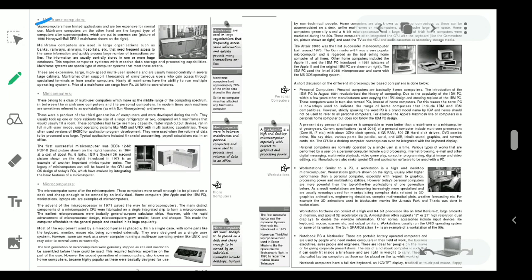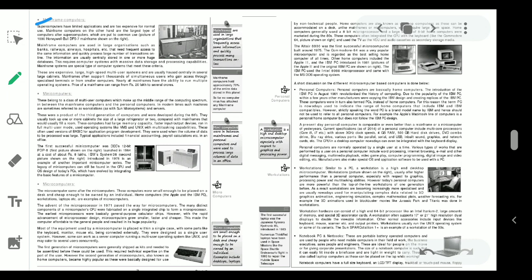The more familiar term is server. These are expensive, large in size, high-speed multi-user systems. Multiple people can access them. They are usually housed in a large server cabinet where you can put a server, and a very large area is required.